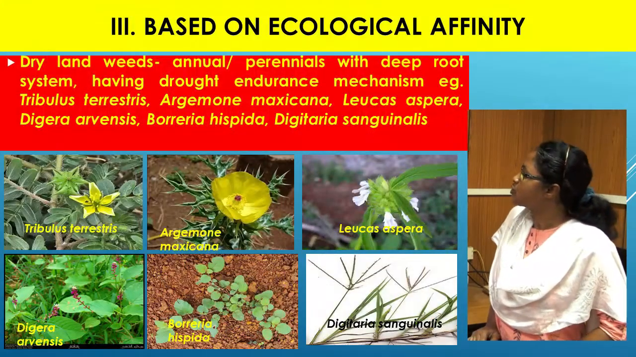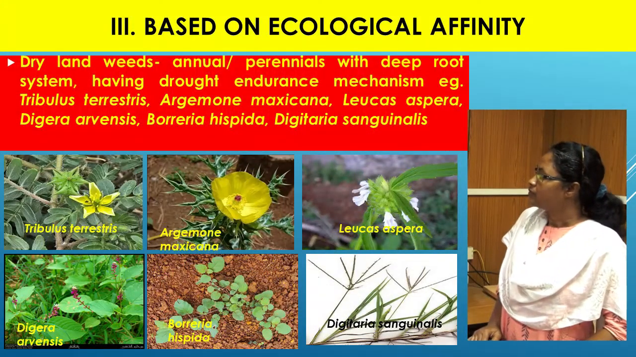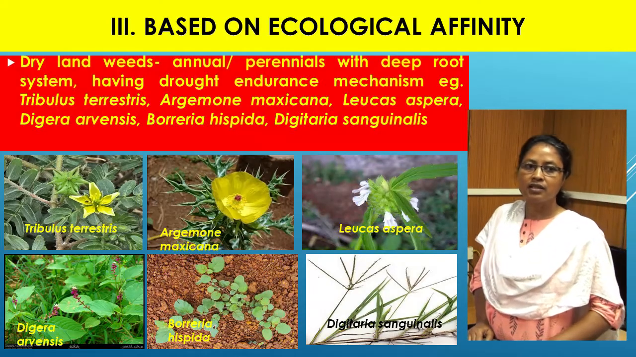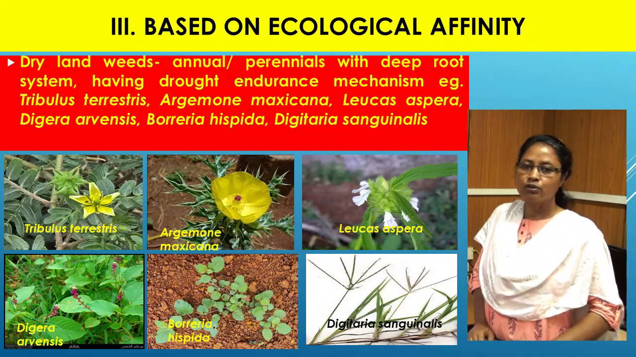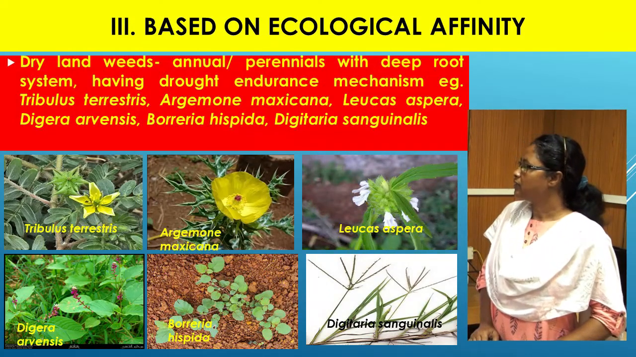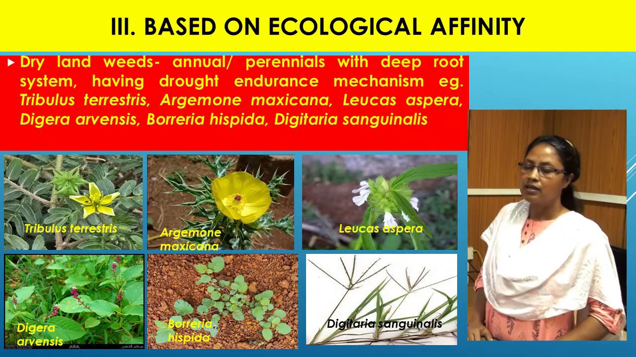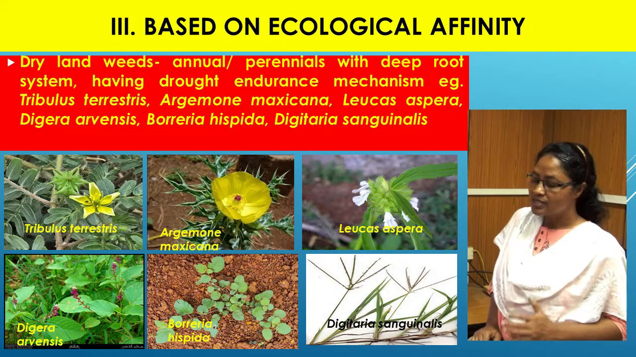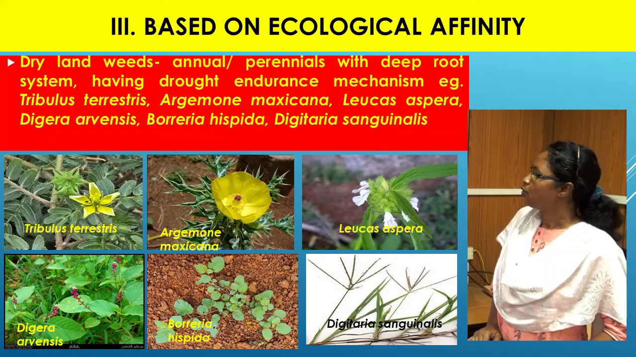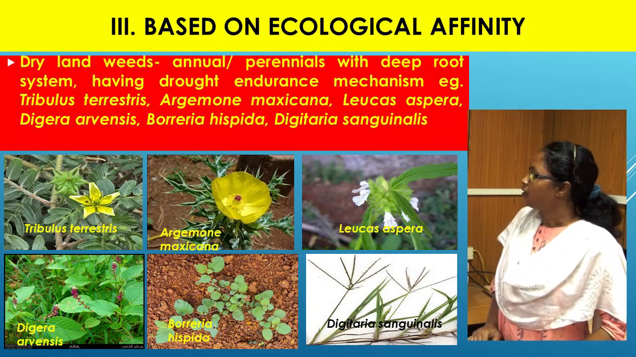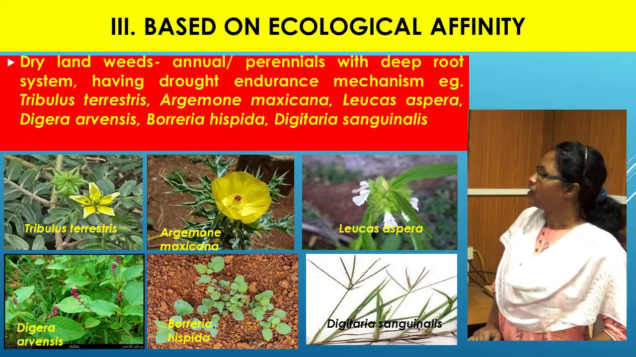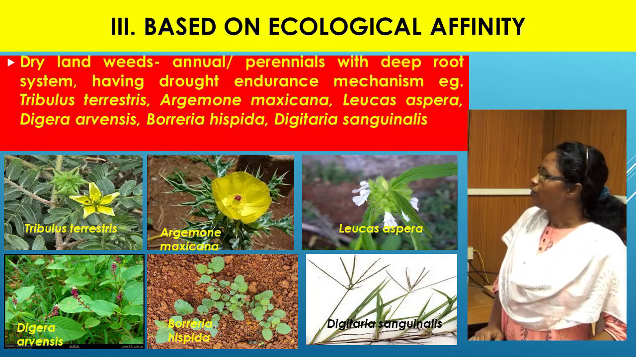Another classification is based on ecological affinity. Some weeds are found in dryland areas and some are found in areas where there is a lot of moisture. So according to their affinity, they are classified. Dryland weeds are those whose root system is deep and which have a drought endurance mechanism. Examples are Tribulus terrestris, Argemone mexicana, Leucas aspera, Digera arvensis, Boerhavia hispida, and Digitaria sanguinalis.